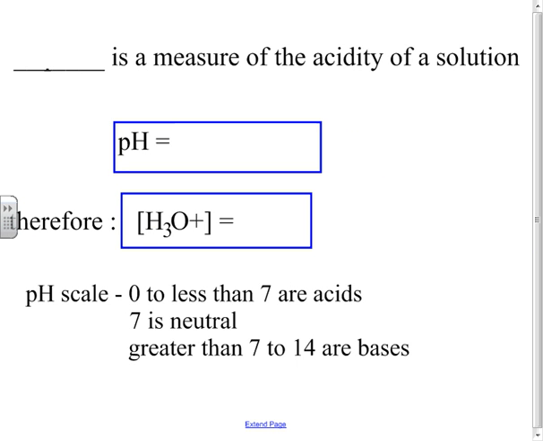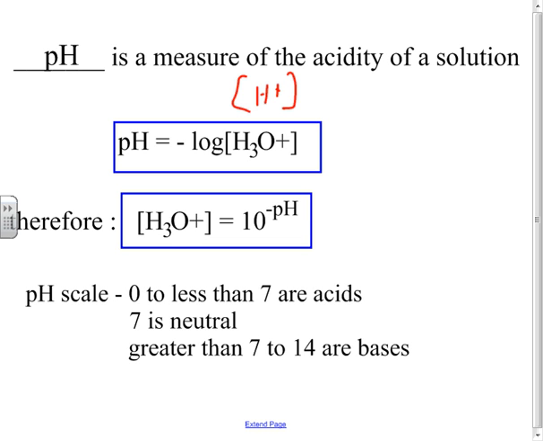A measure of the acidity of a solution is called pH, something I'm sure that you have heard of. pH is defined as the negative log of the hydronium ion concentration. Again, we will treat that the same as the hydrogen ion concentration. The converse of that equation is the hydronium or hydrogen ion equals 10 to the negative pH. And just a reminder on the pH scale, 0 to 7 are acids, 7 is considered neutral, and anything that is greater than 7 is considered to be basic.